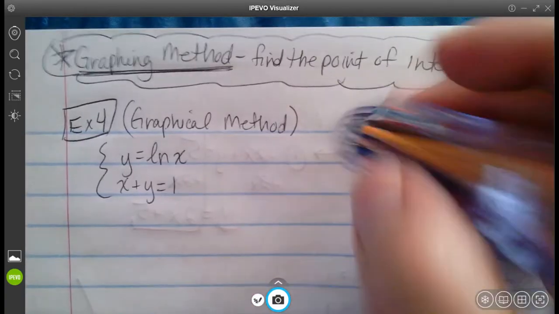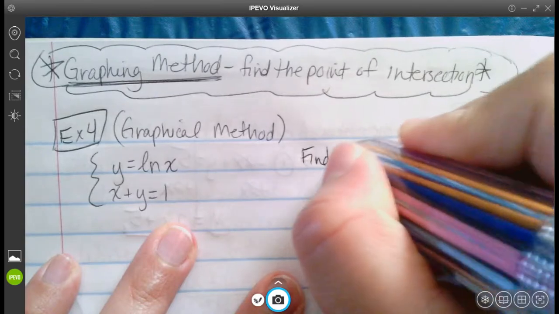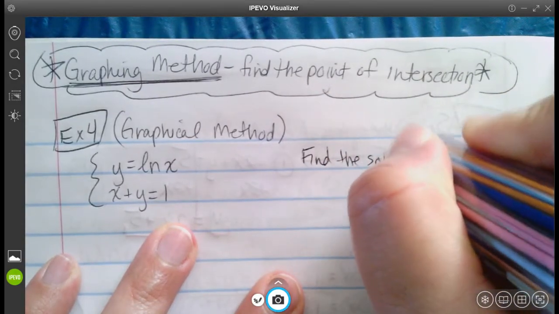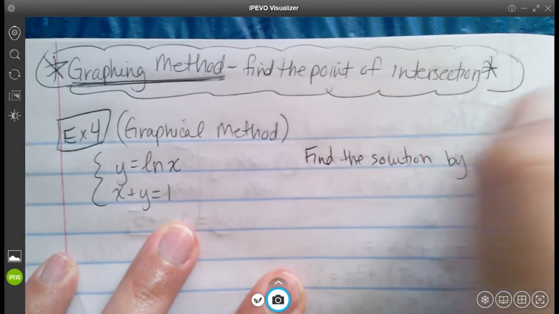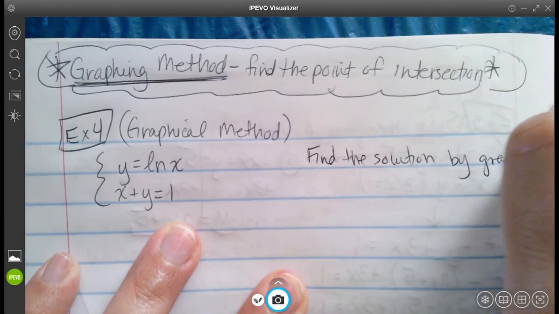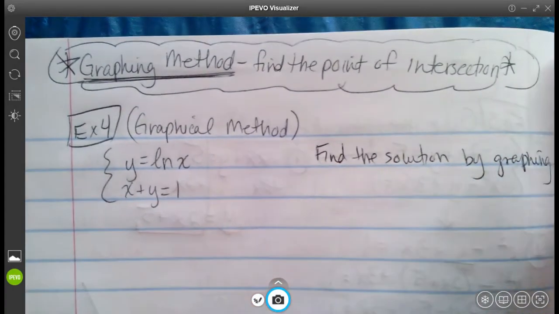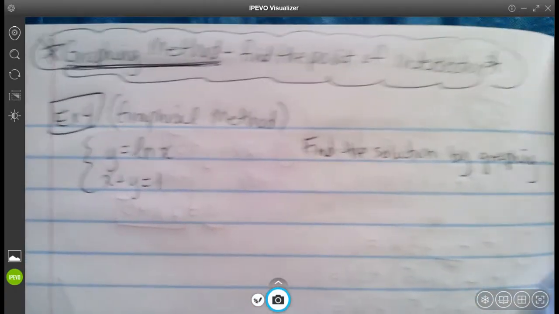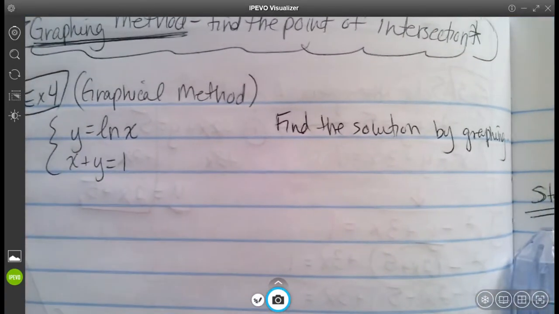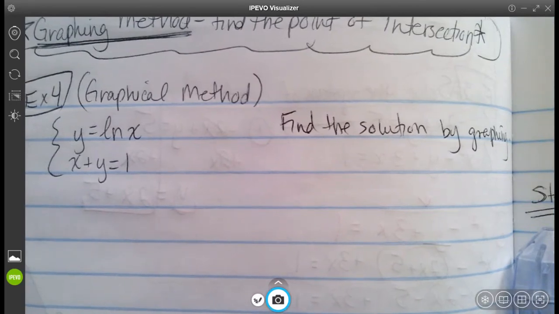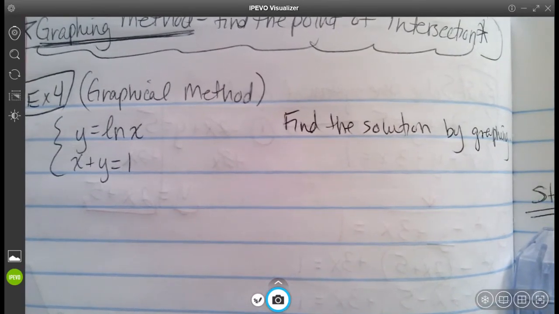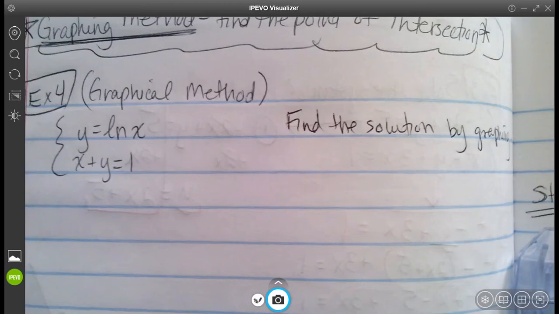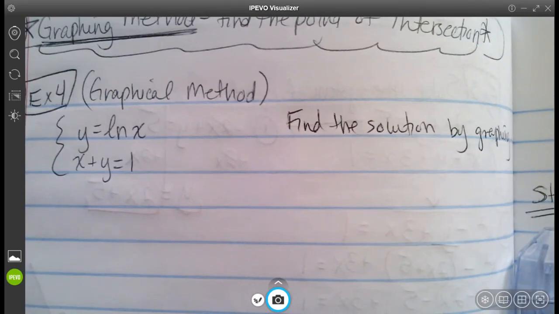Okay, so we're going to find the solution by graphing. Sometimes you do have to graph them because this is really hard to solve, right? I mean, it's not that hard, but we're going to go ahead and allow some graphing ones. So what I'm going to do is take my Desmos calculator. Let me get that ready for us. And I'm going to graph both of these and just see where they cross. So let me get that ready real quick.